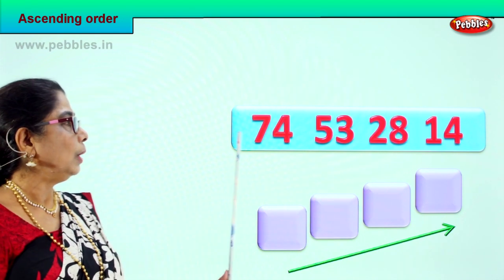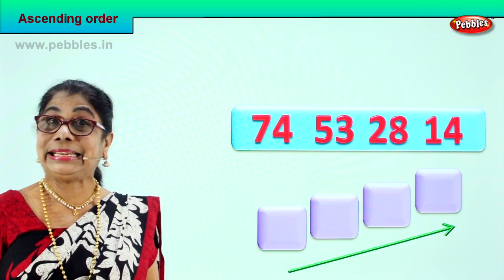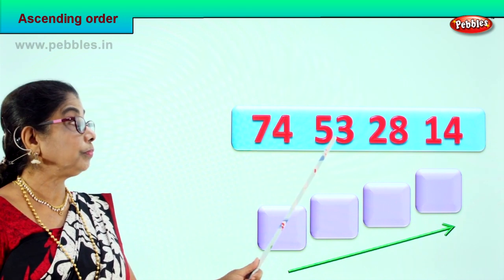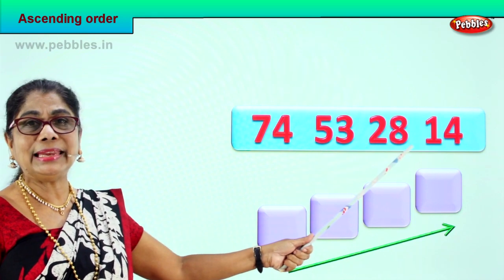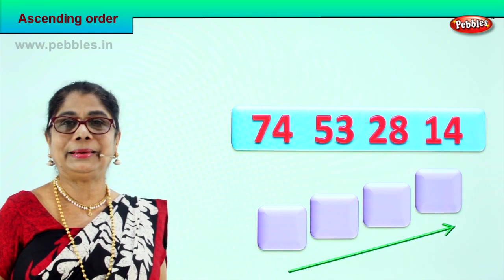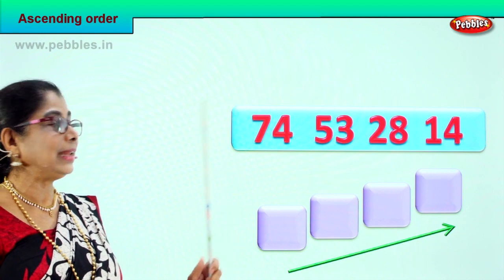Look. 1, 2, 3, 4 numbers. Let's look at the tens places. 74, 7 tens. 53, 5 tens. 28, 2 tens. 14, 1 ten. 1 ten, 2 tens, 5 tens, 7 tens.